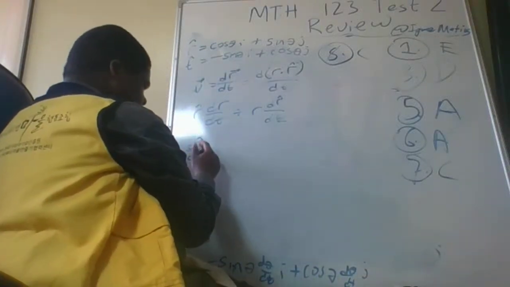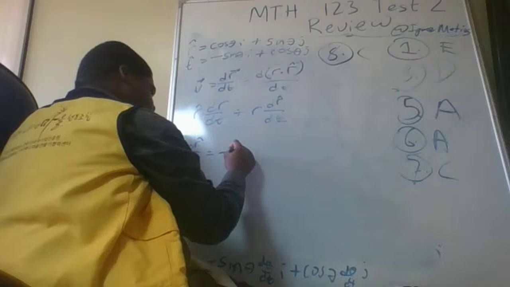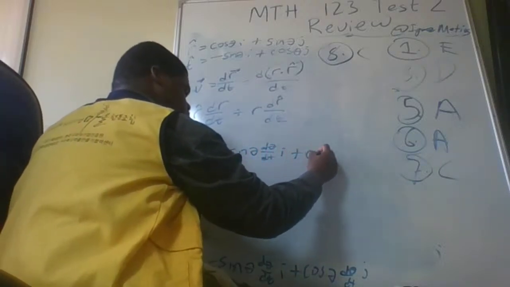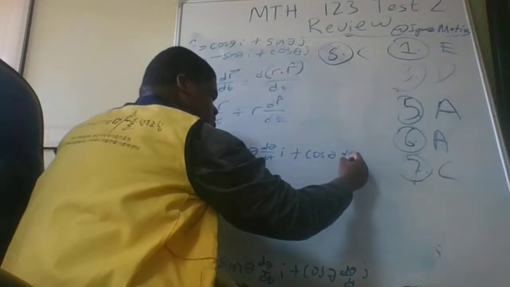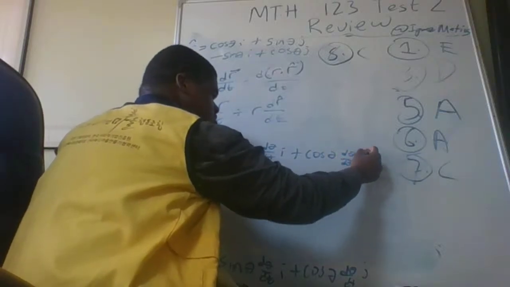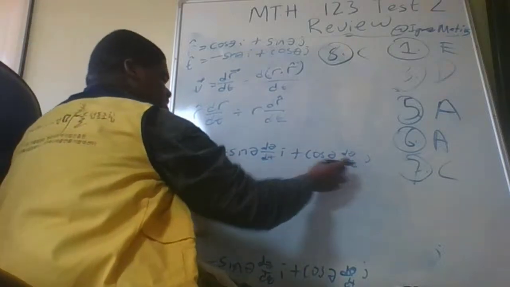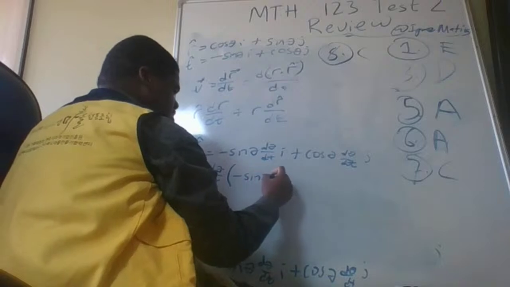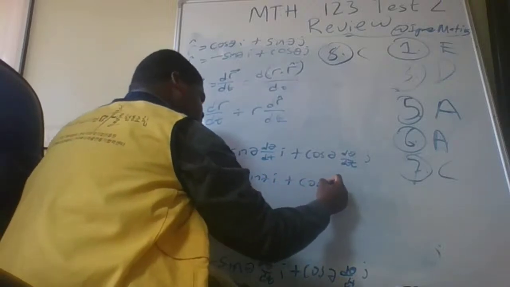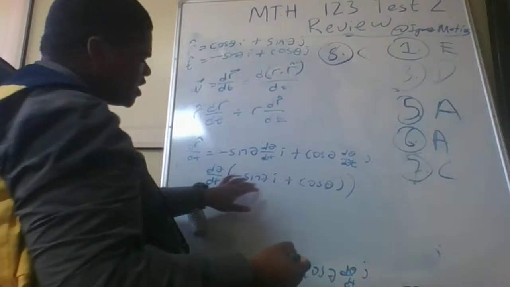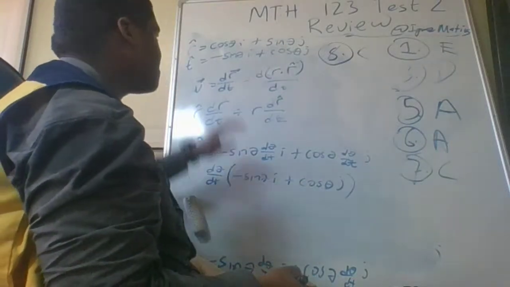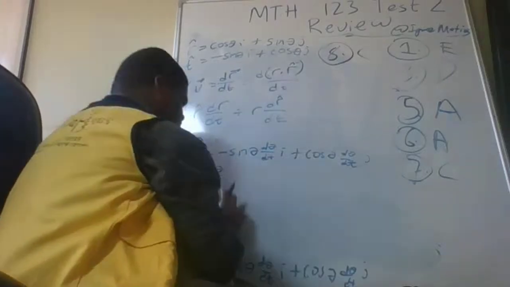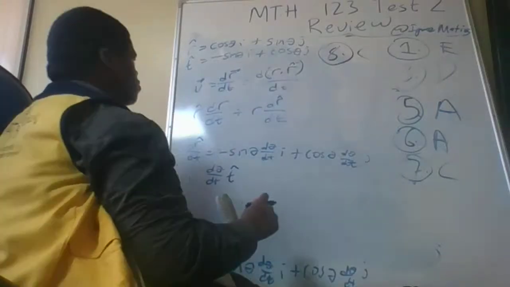So our derivative of our unit vector with respect to time is equal to minus sine theta d theta dt i plus cos theta d theta dt j. If you factor out the d theta dt, you're going to have d theta dt bracket minus sine theta i plus cos theta j. Minus sine theta i plus cos theta j equals something very familiar. It is equal to our transverse unit vector. So you can substitute all this with our transverse unit vector.